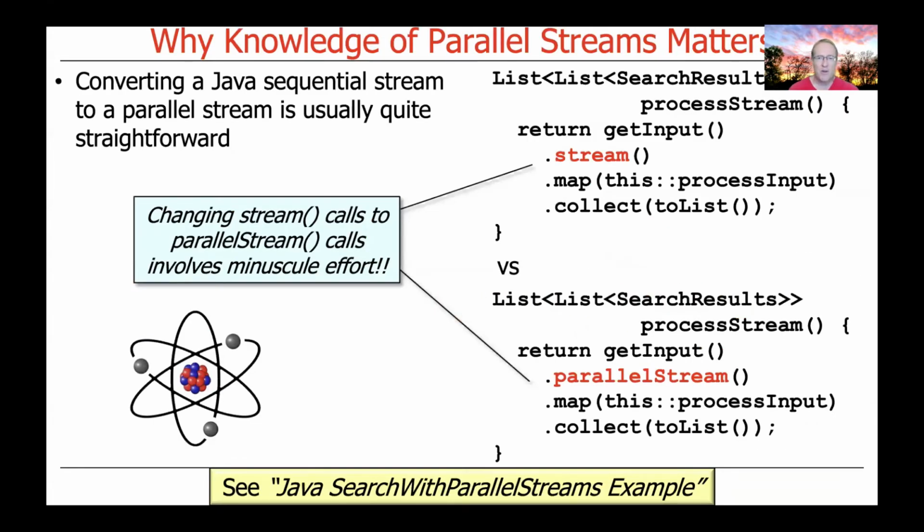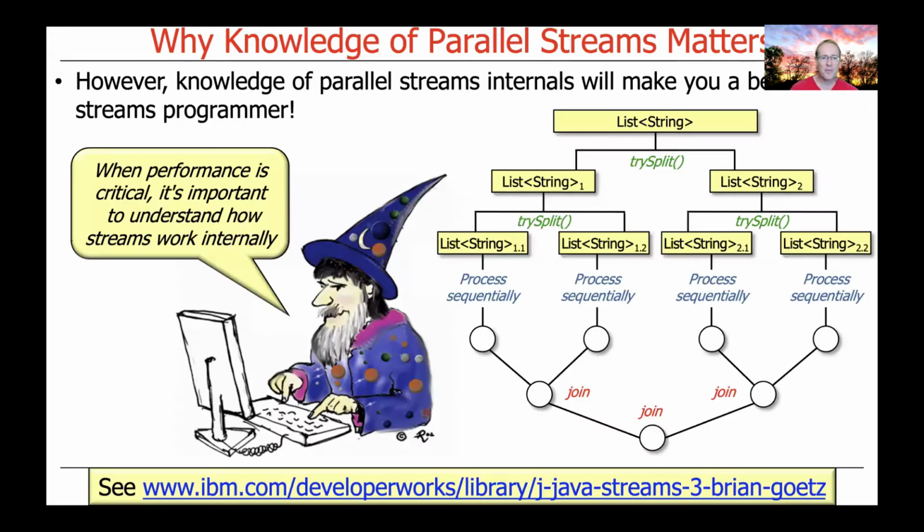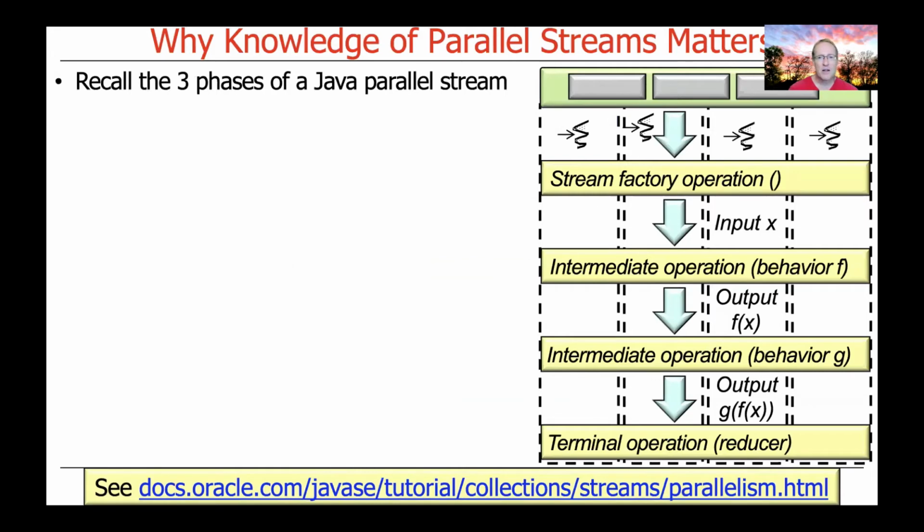So as we've seen, converting a sequential stream to a parallel stream is quite simple. Syntactically, you just change stream to parallelStream. Nothing too hard there. However, it's useful to know more things you can do to customize the behavior of the streams. We'll see later that that makes a big difference in terms of performance, especially in the parallel streams world, where there are major differences in performance, even though the semantics may turn out to be the same. To structure this discussion, let's briefly recap the three phases of a parallel stream.